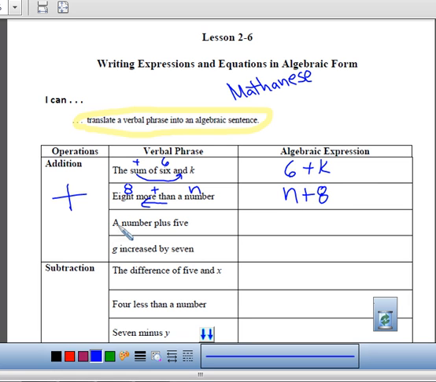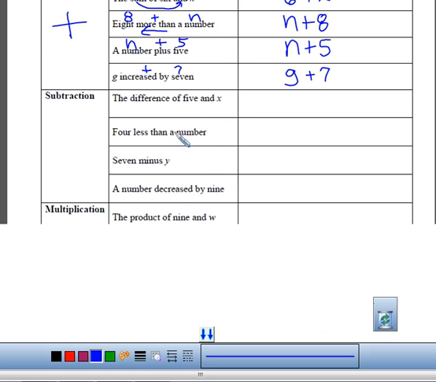Okay, the next one. A number, so that's n, plus 5. And that one is just as it sounds, n plus 5. G, increased by 7. Now, increased by means addition, and then obviously 7. So we're going to do G plus 7. Alright, so far so good. Let me scooch this up a little bit.